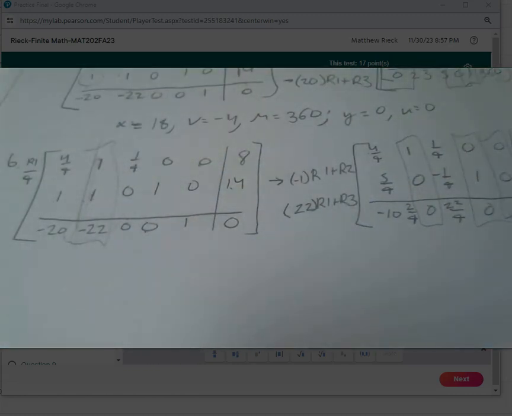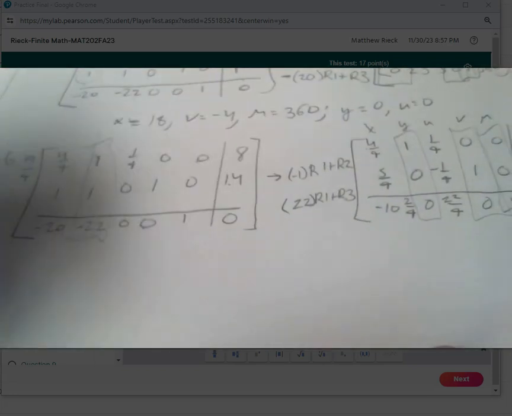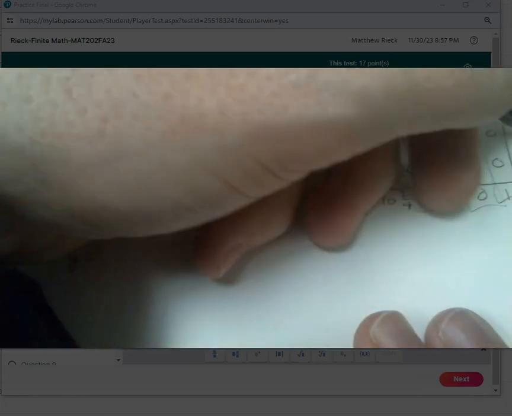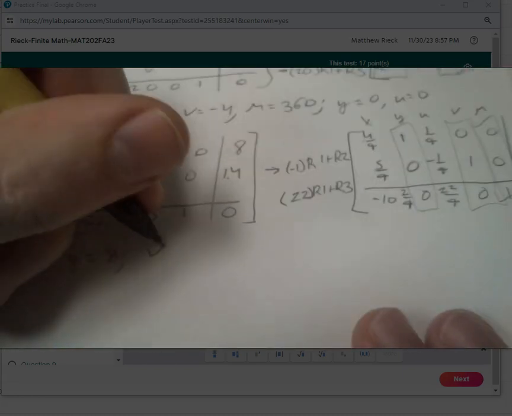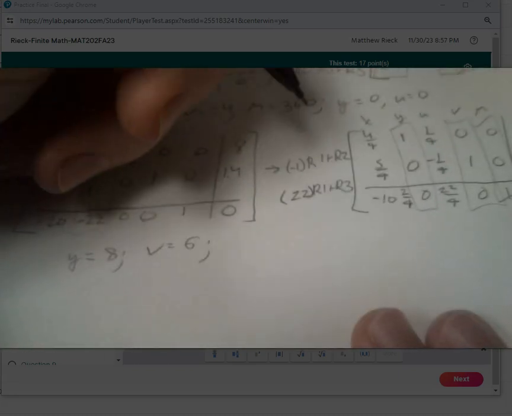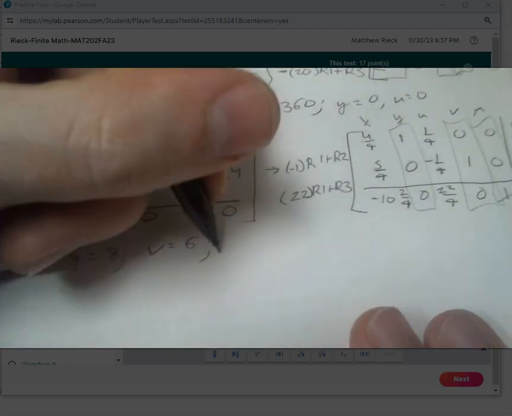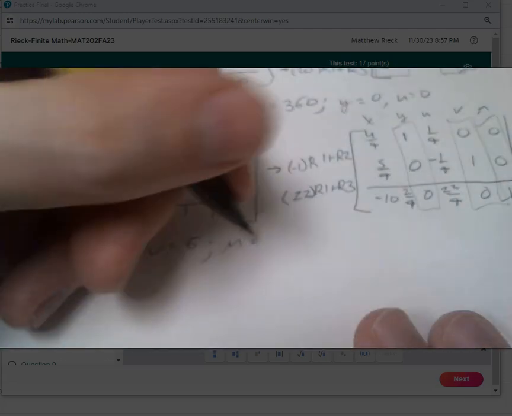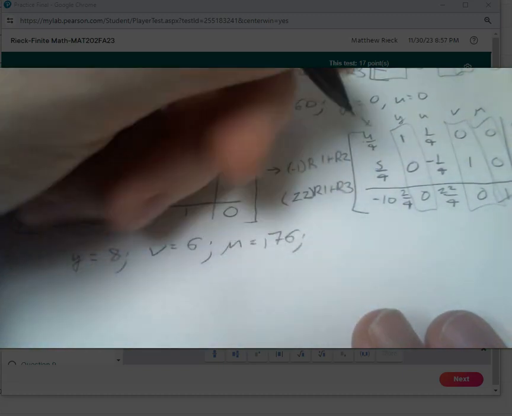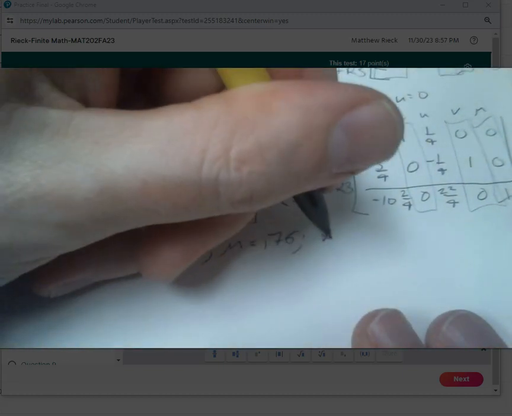All right. So you have x, y, u, v, m. In this case, we set y equal to 8, v equals 6, m equals 176, and then x and u are both going to be equal to 0.